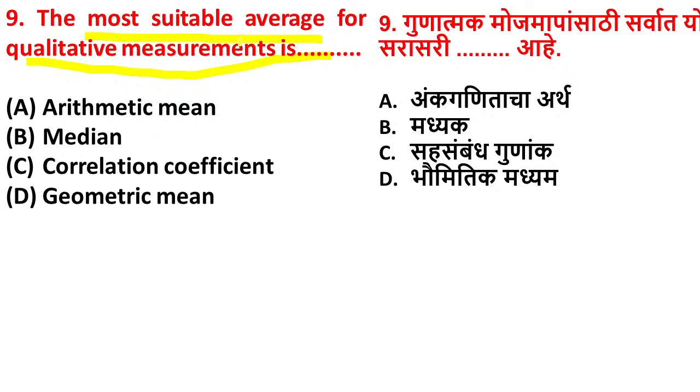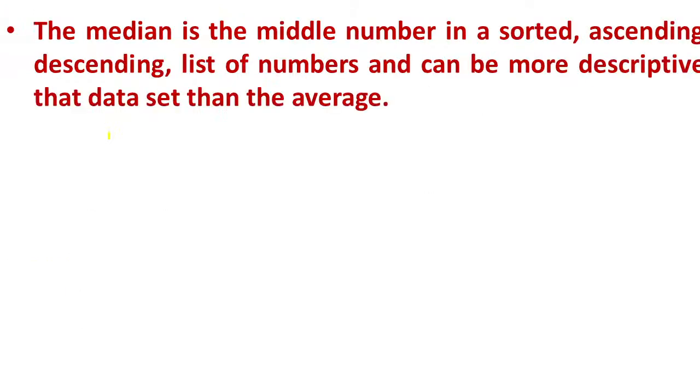Yes, the most suitable average for qualitative measurement is Option B, median, is the right answer. Yes, the median is the middle number in a sorted ascending or descending order.